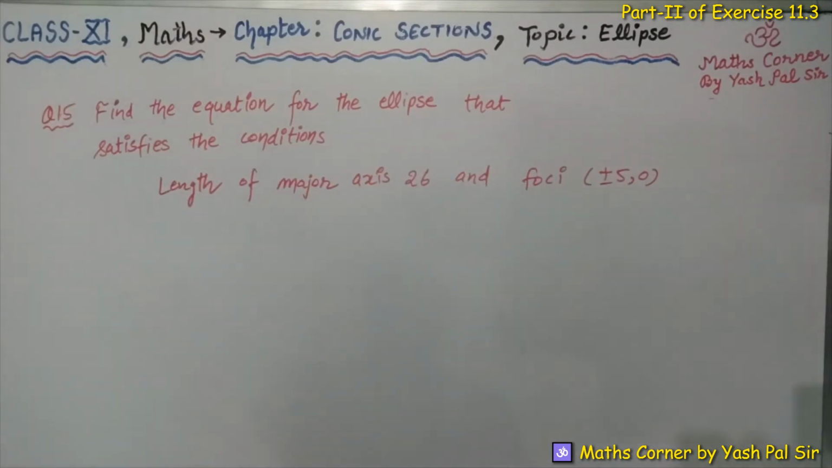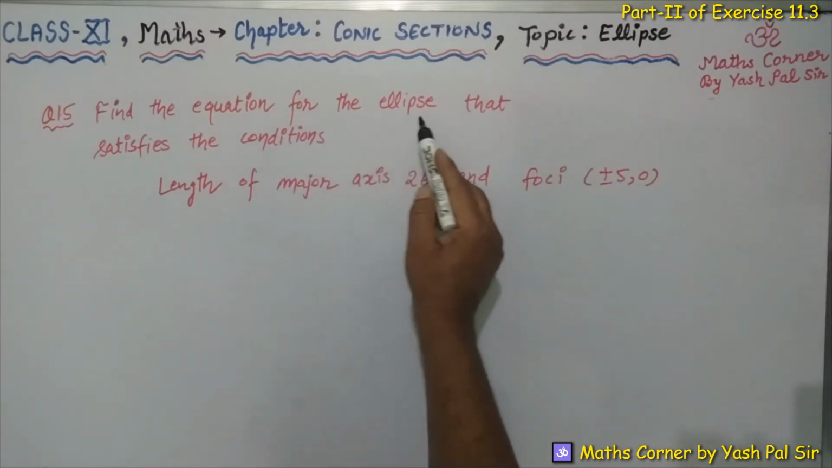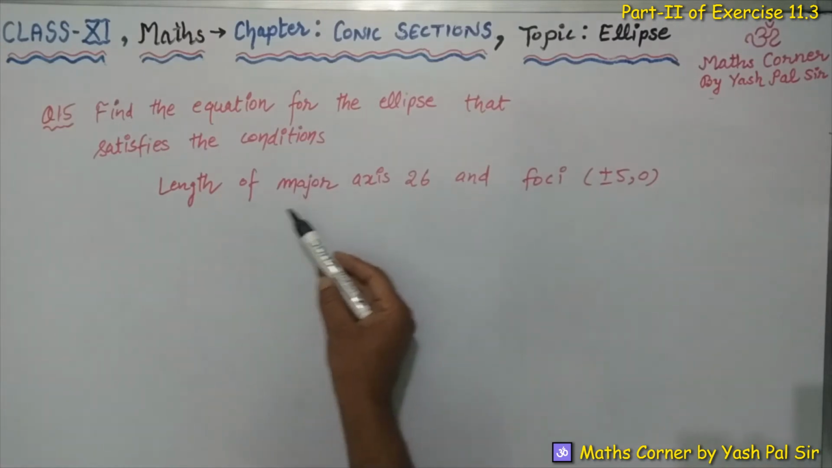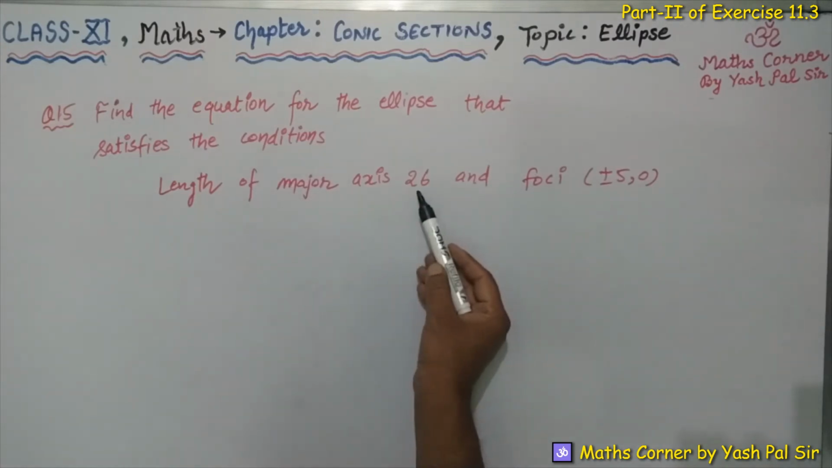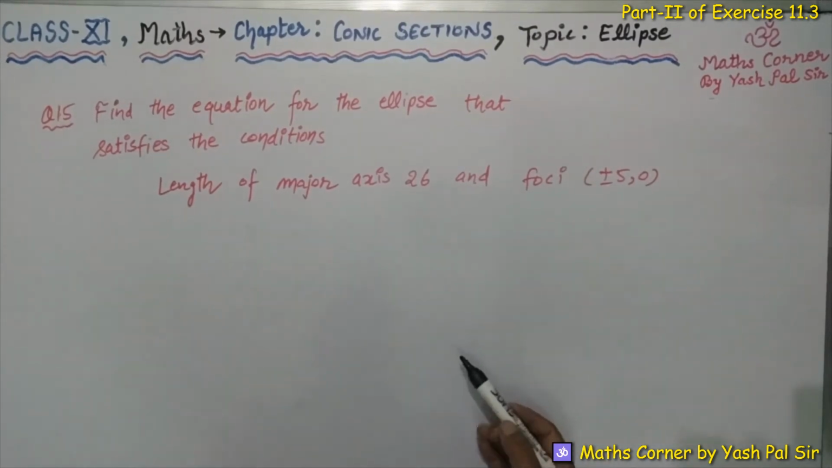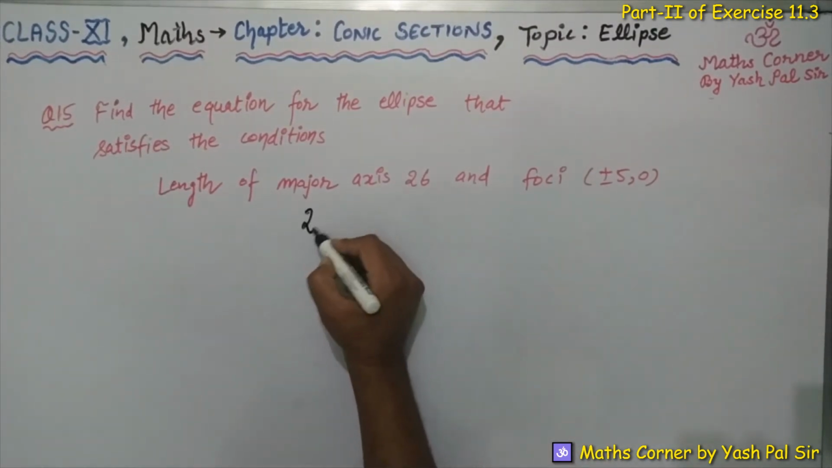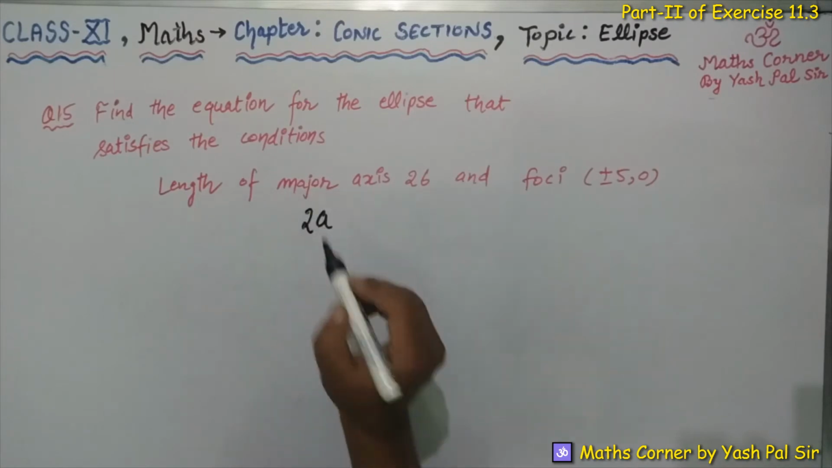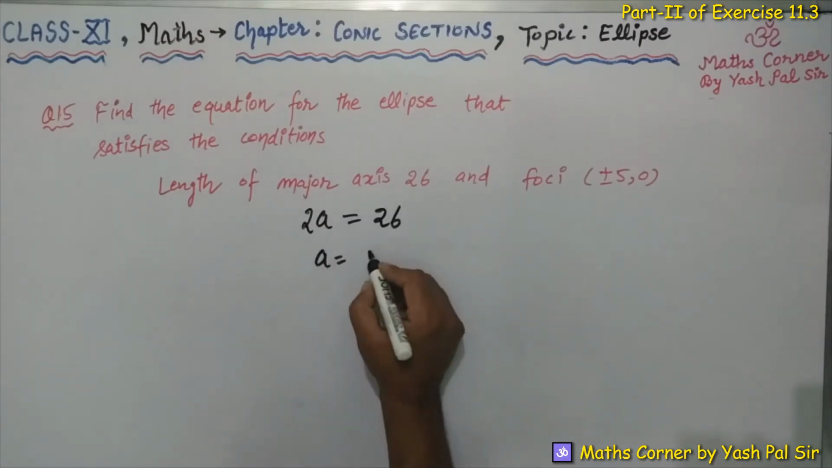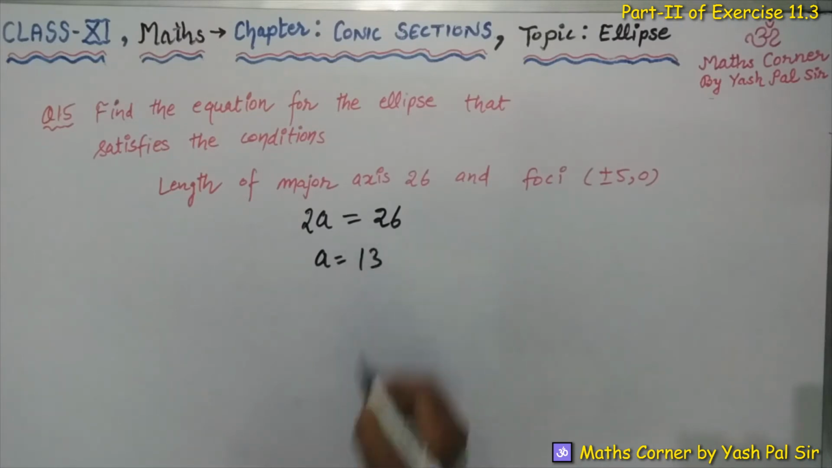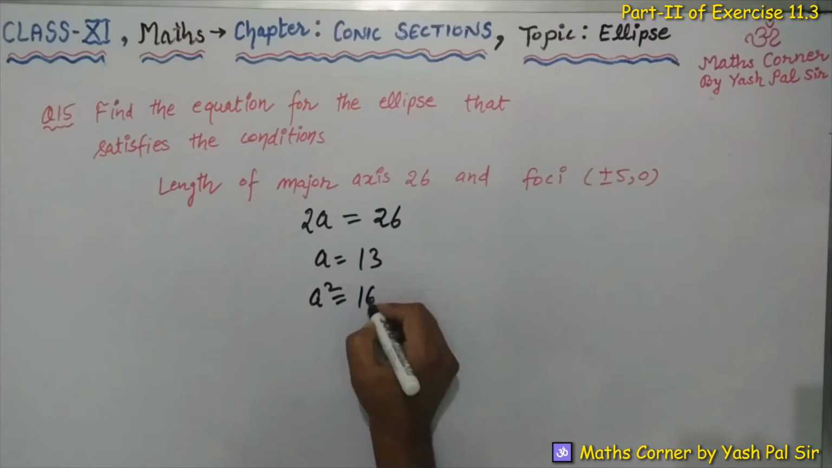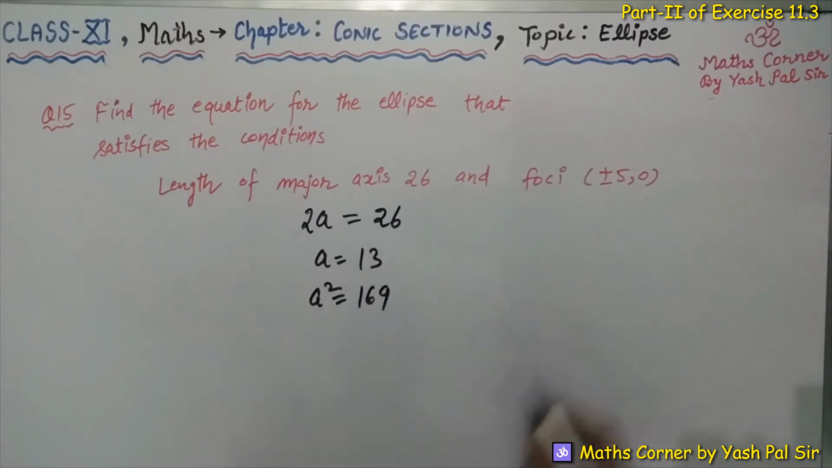Question number 15. Find the equation for the ellipse that satisfies the conditions: length of major axis 26, foci plus minus 5 comma 0. Major axis means 2a. Length of major axis is 2a equal to 26. From here we have a is equal to 13. So a square is equal to 169.